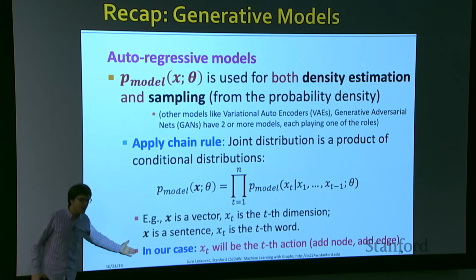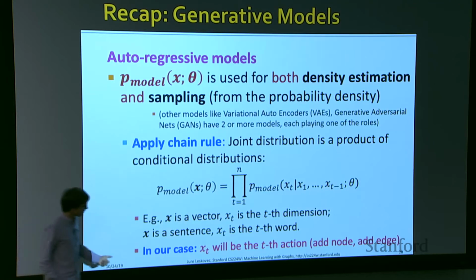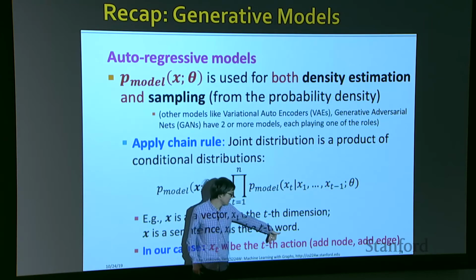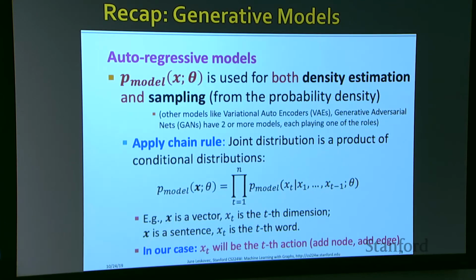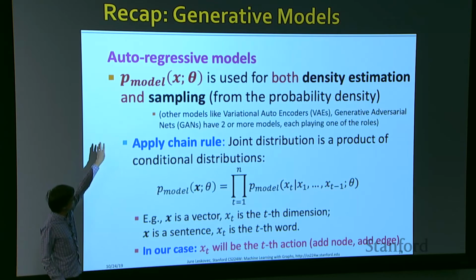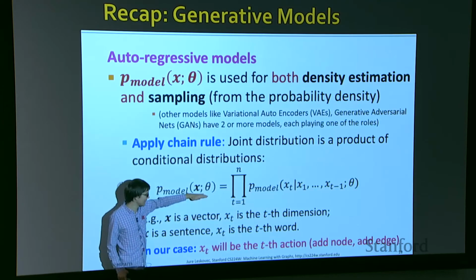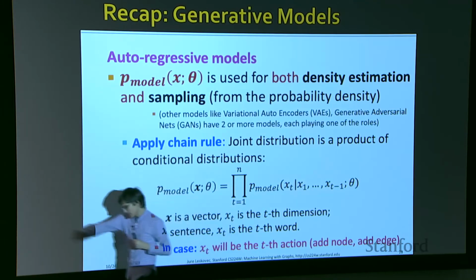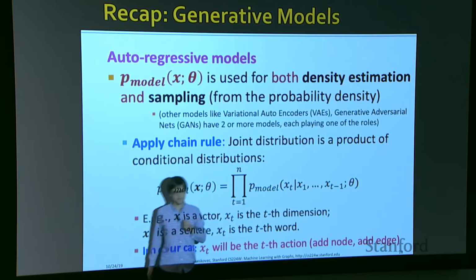So what will it be in our case? In our case, we'll be generating the graph sequentially. So x_t will be the action at time t, which will be add a node, add an edge, right? That's what we will be printing out, okay? So what did we learn? We learned that we want to have this p model fit p data, and that we won't directly work with this p model, but we will apply the chain rule to have these temporal dependencies, and we will rather learn this type of a thing, okay?